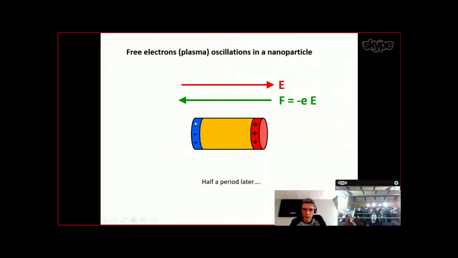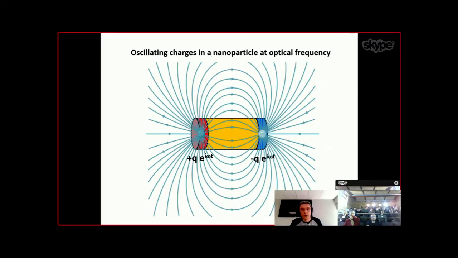Electrons are pushed now to this side. So we get a negative charge here and a positive charge here. And this is oscillating at the frequency of light. Another half a period later, you have that. And again, and again. So at the end, what you have is a plus charge oscillating at one end of the nanorod, and a negative charge oscillating at the other end. And what is this? This is the most basic antenna possible.